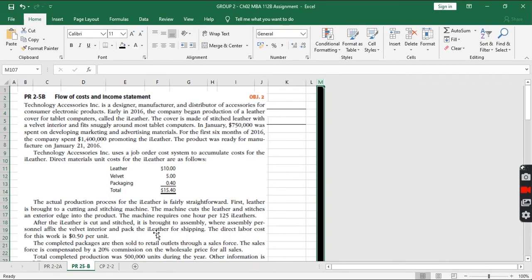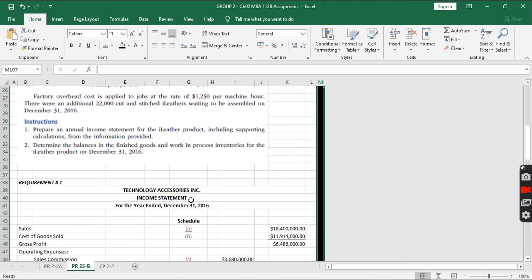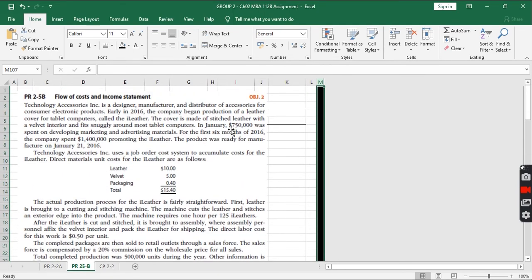PR2-5B. So again, in solving this problem, first we have to look at the requirements so we could be guided. We are asked to prepare an annual income statement for the iLeather product, including the supporting calculations, and determine the balances in the finished goods and work in process inventories for the iLeather product on December 31, 2016. Now, let's read the problem.